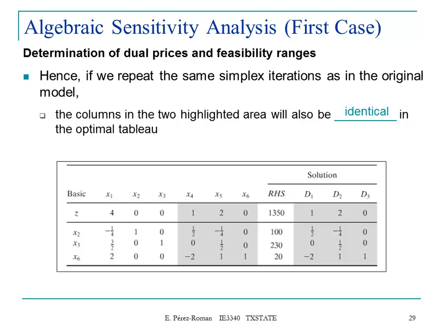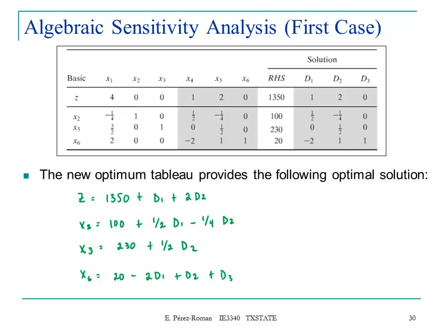So as you can see now, this is the optimal tableau, and these two areas are the same. So the new optimal tableau provides the following optimal solution. So if you go here, you get the optimal solution. This is your objective function value. And now you have a coefficient for D1 and a coefficient for D2. So your optimal solution will add those two coefficients times the variables. So Z is going to be equal to 1,350 plus D1 plus 2D2.